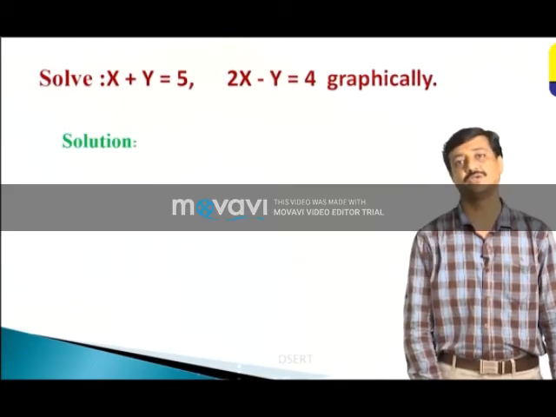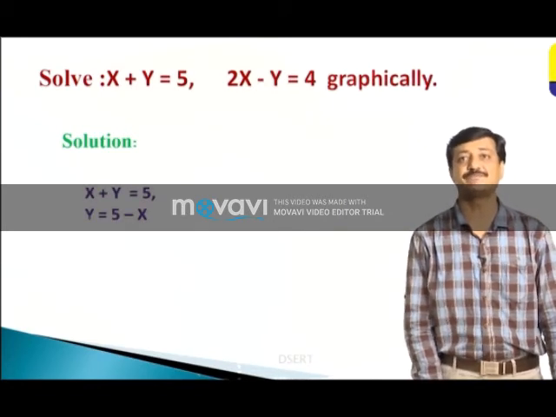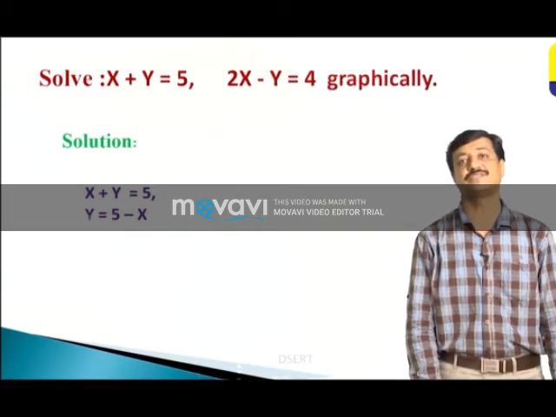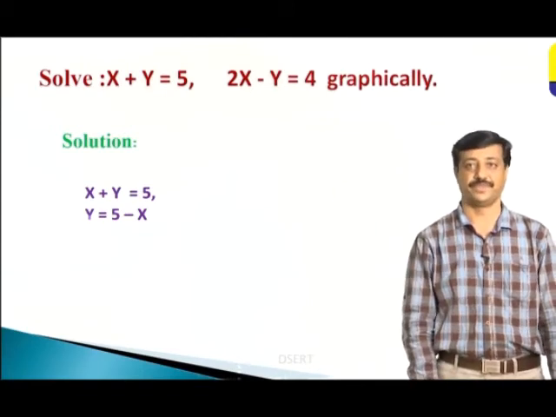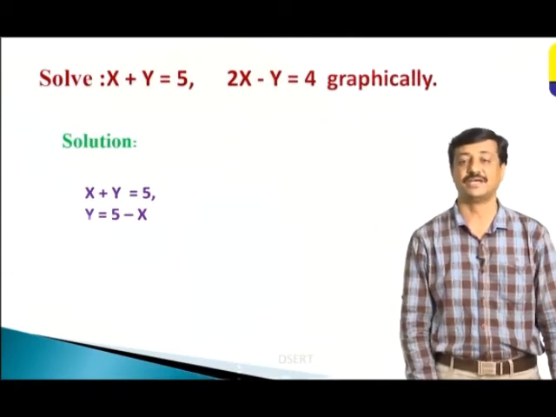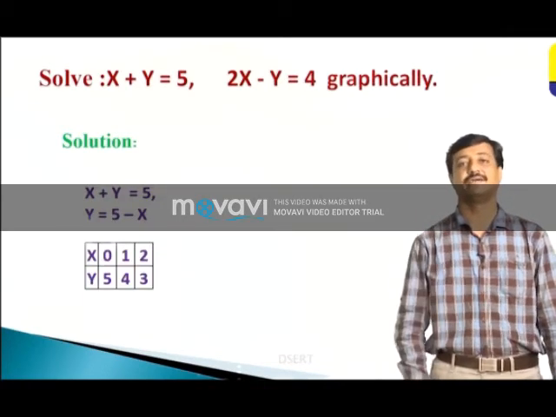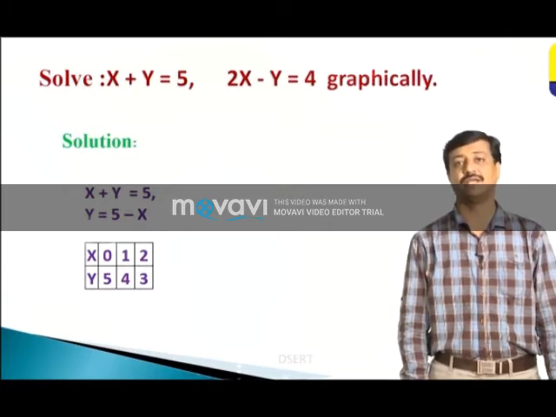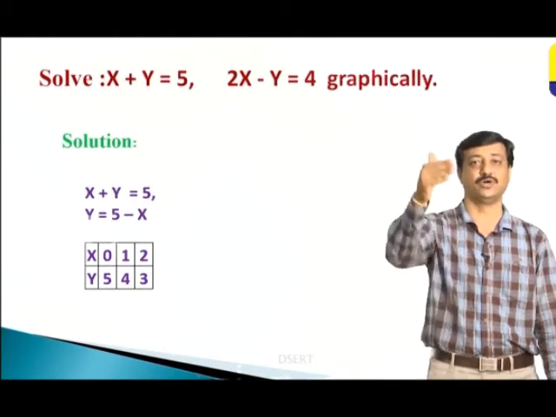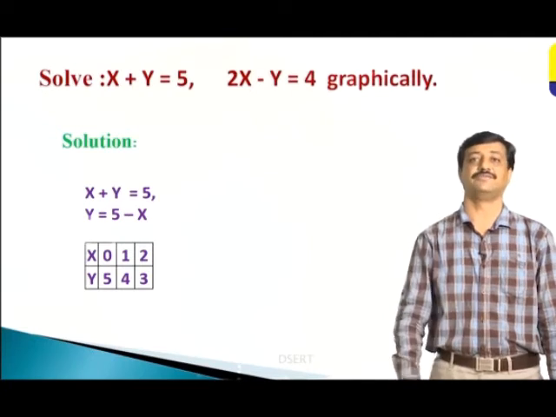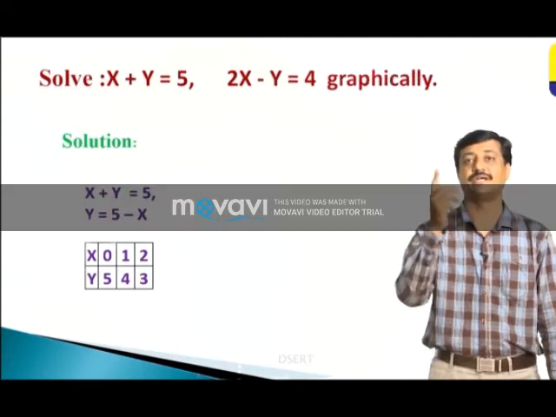Let me see how to find the table for the given 2 equations. The first equation, x plus y equal to 5, can be expressed as y equal to 5 minus x by transposing x to the right side. Now by giving values of x to the equation, we get the values of y, and finally we get the table like this. The x values 0, 1, 2 give y values 5, 4, 3. If you substitute x as 0, you get y as 5, for x as 1, you get y as 4, and for x as 2, you get y as 3.